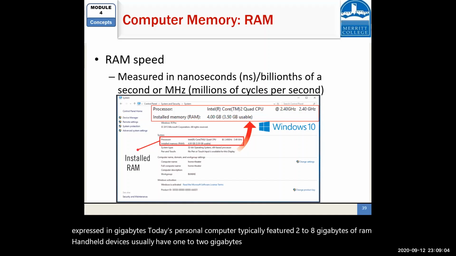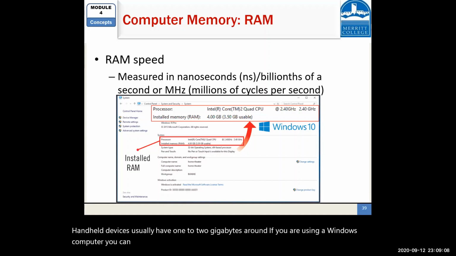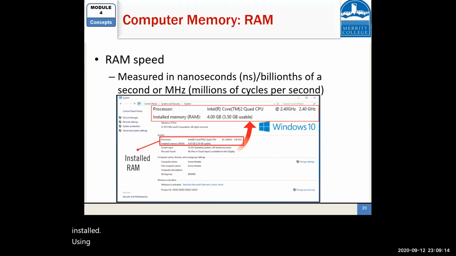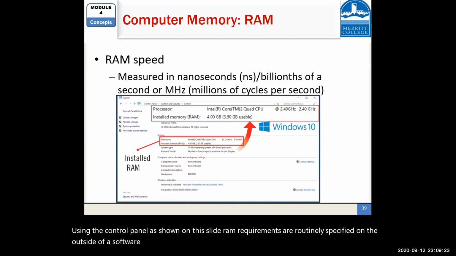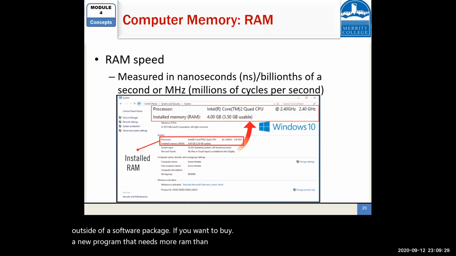If you are using a Windows computer, you can view information about your computer, including how much RAM is currently installed, using the control panel as shown on this slide. RAM requirements are routinely specified on the outside of a software package. If you want to buy a new program that needs more RAM than is installed on your computer, you can purchase and install additional RAM.